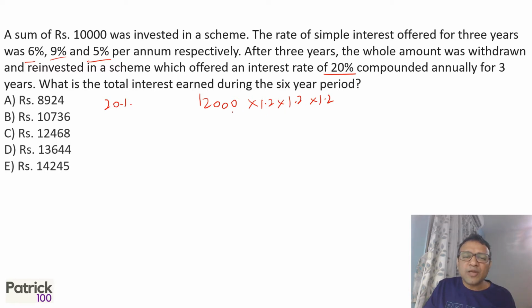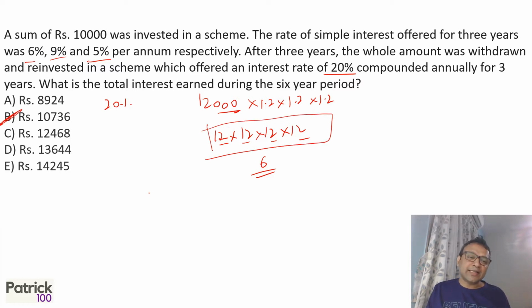Now, if you notice properly, if you look at the last digit, the zeros will get cancelled. 12 into 12 into 12 into 12. The three zeros will get cancelled with point, point, point. The last digit will be 2 into 2 into 2 into 2, which is 6. Only one option has last digit 6, B option, so you can directly mark the answer. Or even if you calculate this, you should get 10,736, I believe. You can check it out.